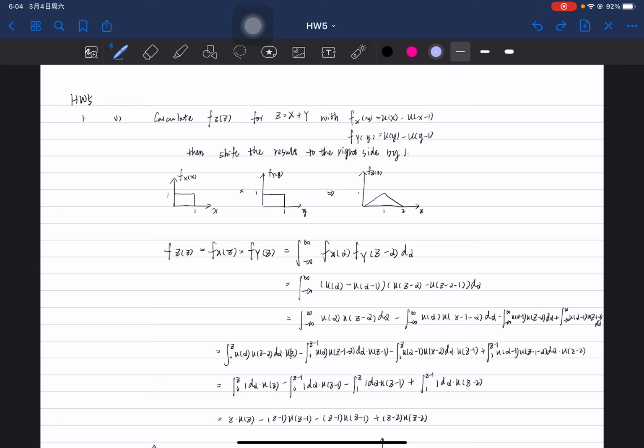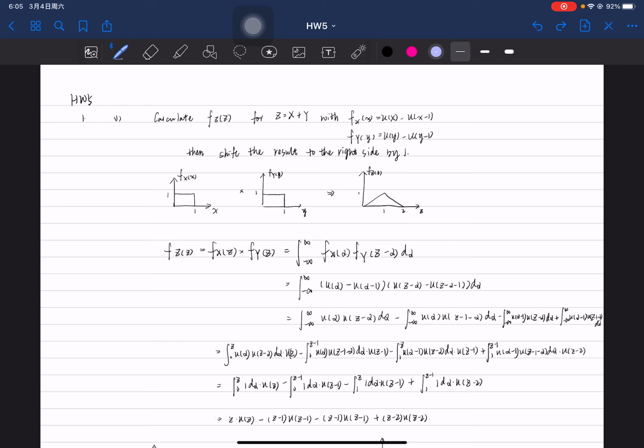X and Y are independent with their density function. Z equals X plus Y. We need to find the density function of Z by convolution method and geometric method.